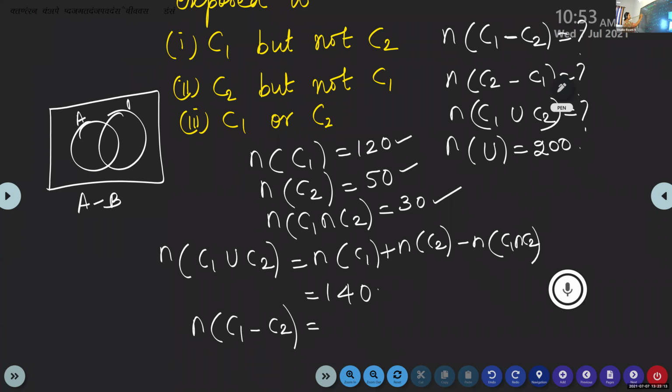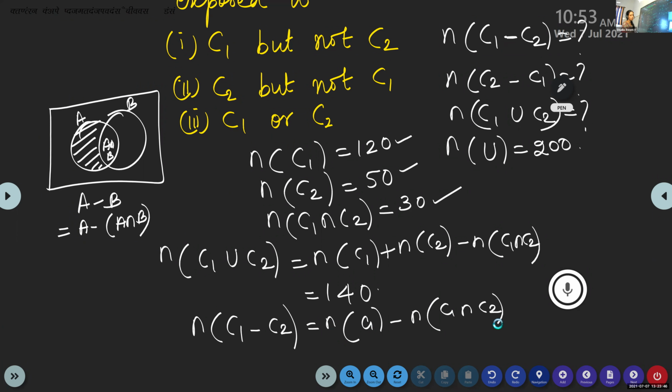Suppose this is A, this is B. Only those elements in A, isn't it? So what is A minus B? What you have learned in the definition we wrote? A minus B is which part we are removing? A minus A intersection B. Very good. This is A intersection B. So A minus B means it is A minus A intersection B. So N of C1 minus C2 means N of C1 minus N of C1 intersection C2.